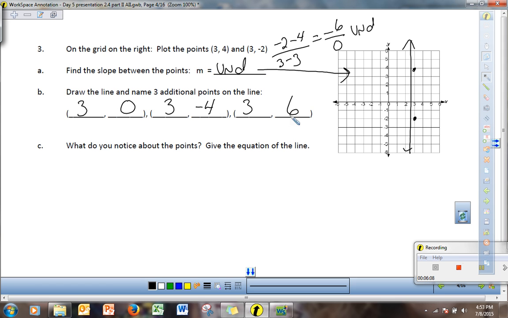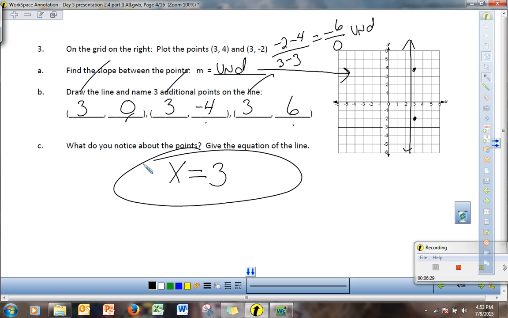Once again, guys, these values don't matter, whatever points you pick. But if you notice something, look at all of these x values. They were all 3s. So, moral of the story, the equation of this line is x equals 3. What this means is, I don't care what point you give me, your x value will always be 3. So you can say, Mr. Harris, would a point 3, 100 be on this line? You bet. It'd be way up here, but yep, it would be there.